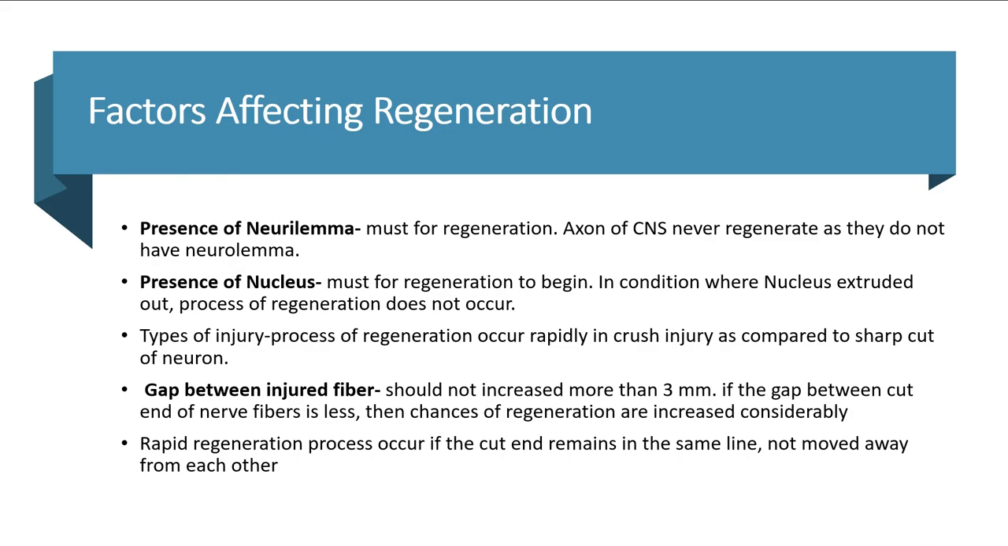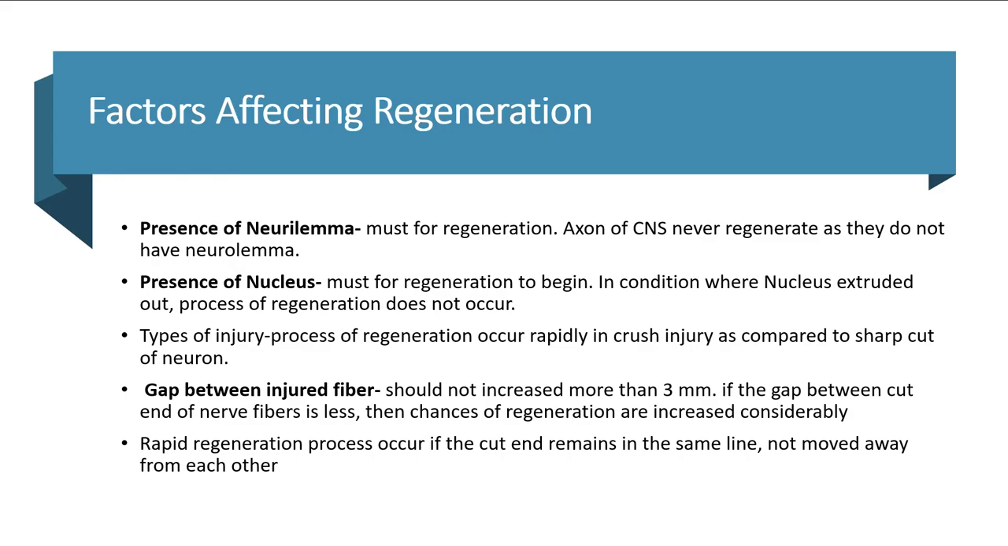Now we have to see what are the factors causing recovery. Up till now we have studied the degeneration, basically the types of degeneration and what happens during degeneration. Now we will have a look at regeneration, meaning recovery. So the factors which are very important for regeneration: recovery will occur in some neurons and not in the other neurons.